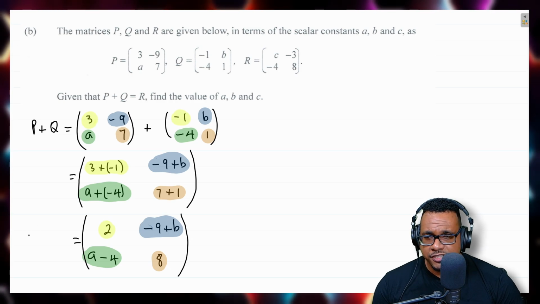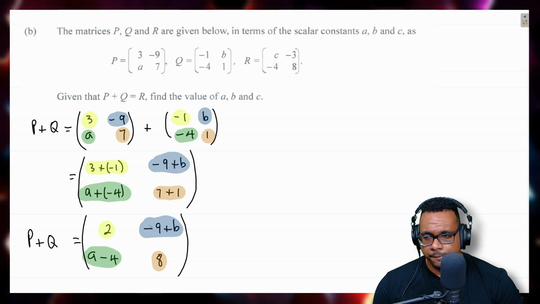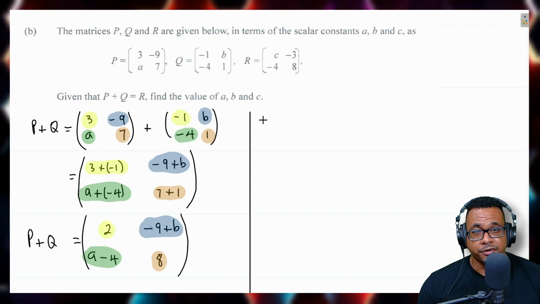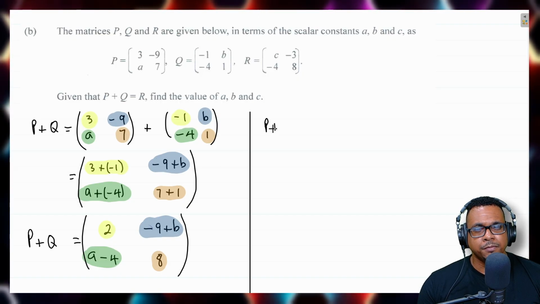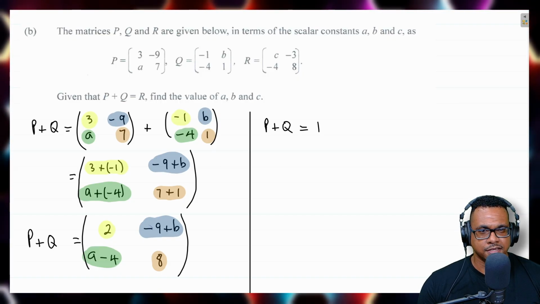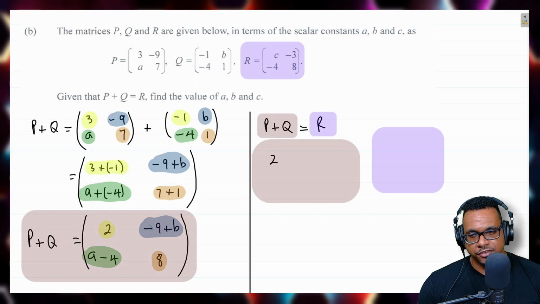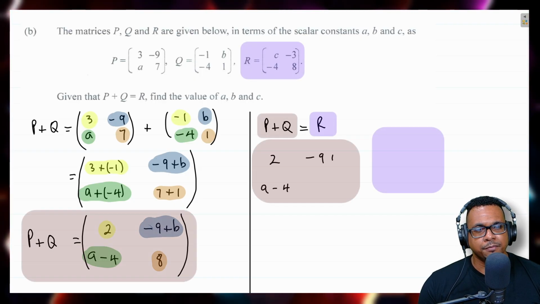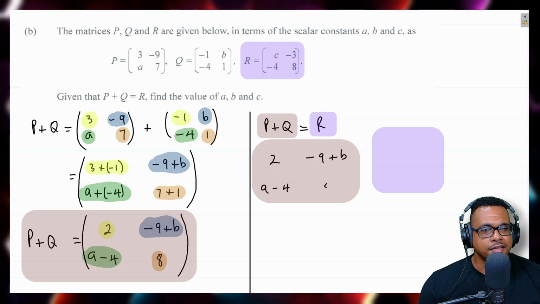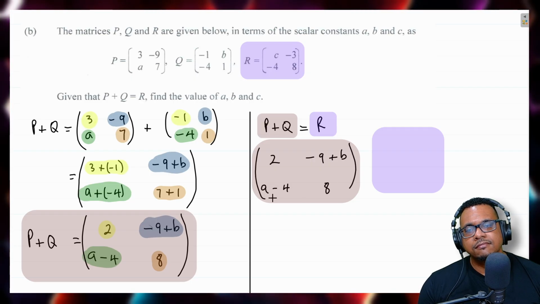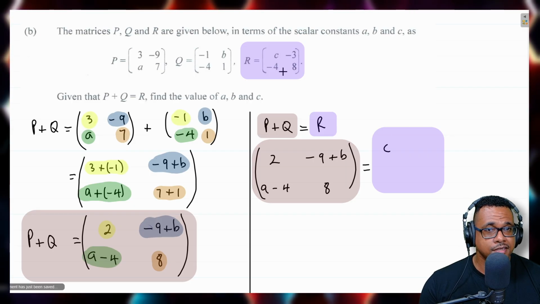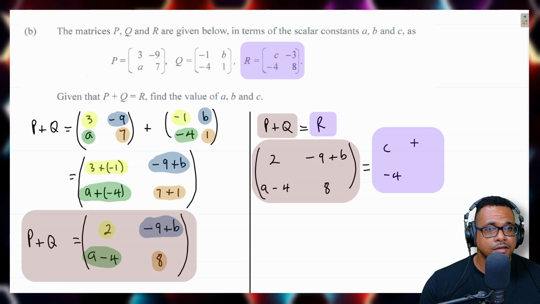So this is my matrix P plus Q. Now we are saying that P plus Q is equal to R. So that means this matrix 2, A take away 4, negative 9 plus B, and 8 is equal to matrix R, which is this C, negative 4, negative 3, 8.